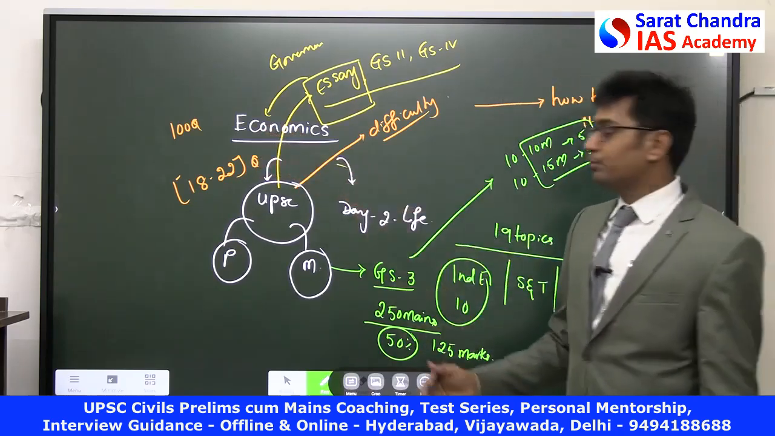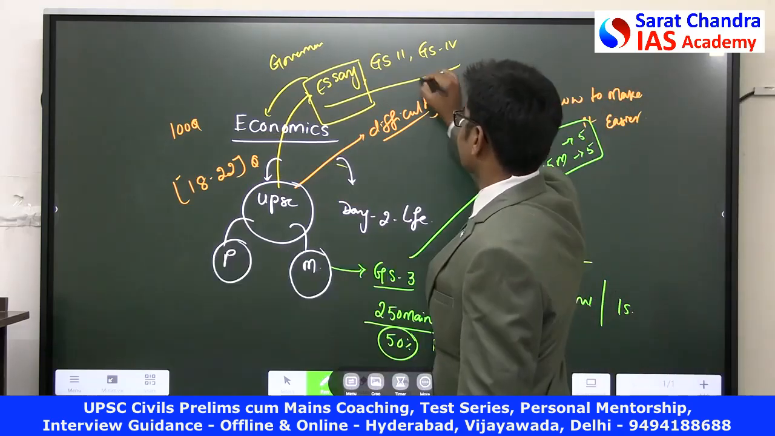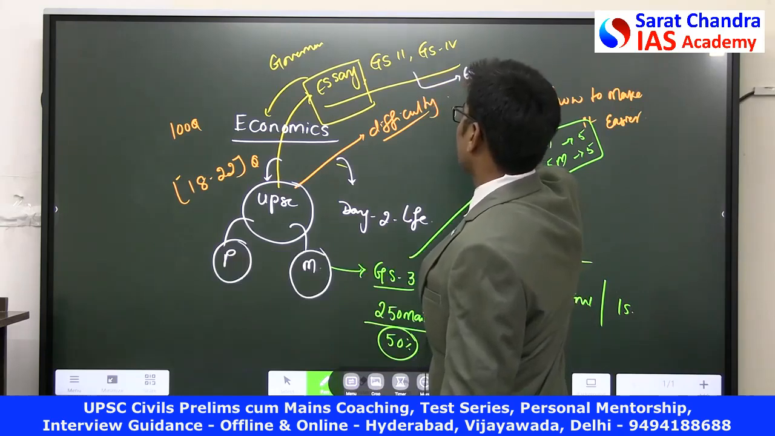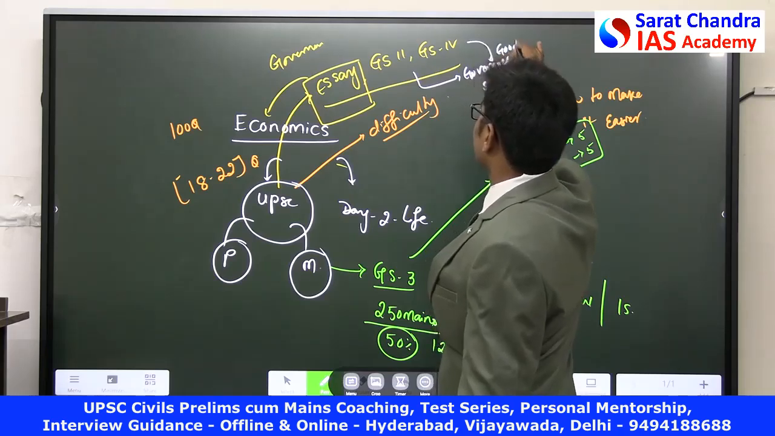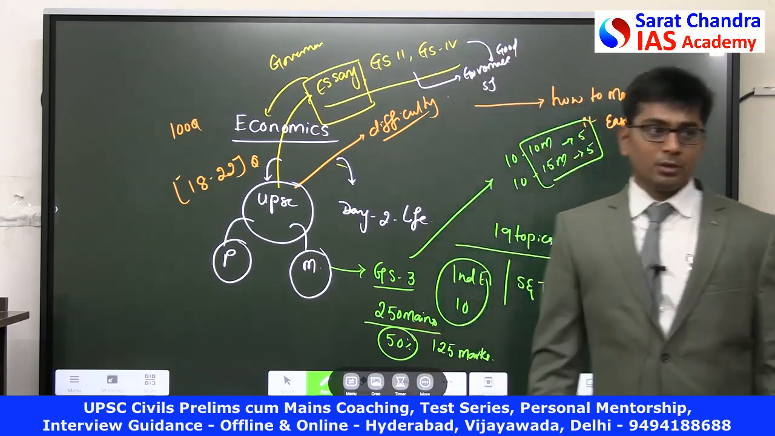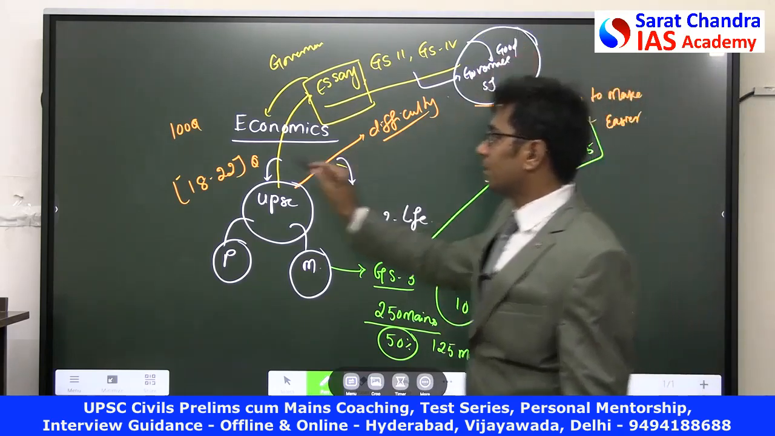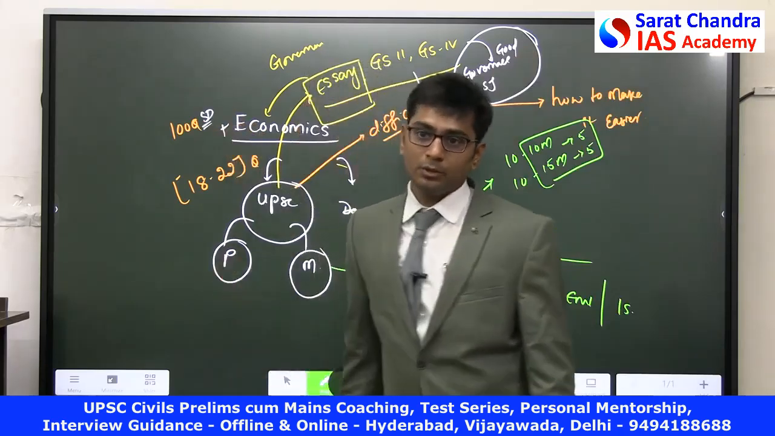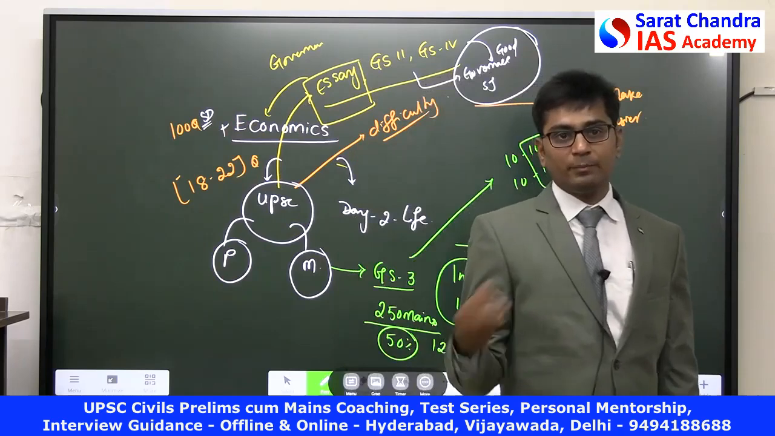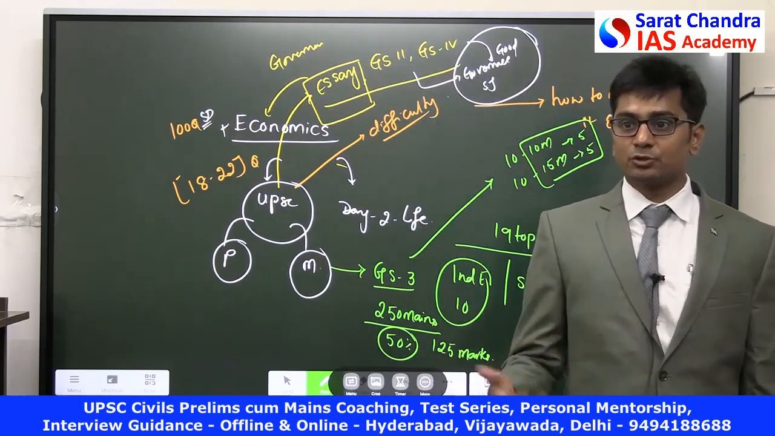In GS paper 2, GS paper 2 is all about the so-called governance. You have one concept called governance and social justice. Similarly, in GS paper 4, you have good governance. So the concepts of good governance and social justice you study under the so-called social development along with economic development. So in economics, you have economic development as well as social development. Social development means how the society has to be transformed.